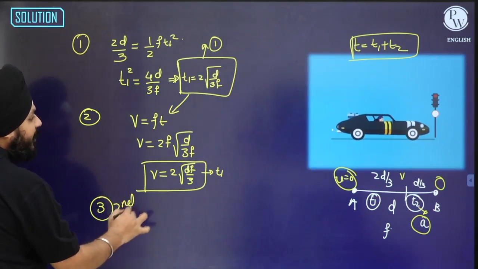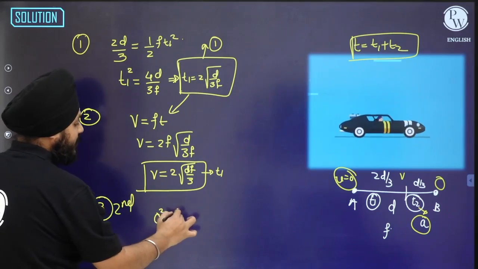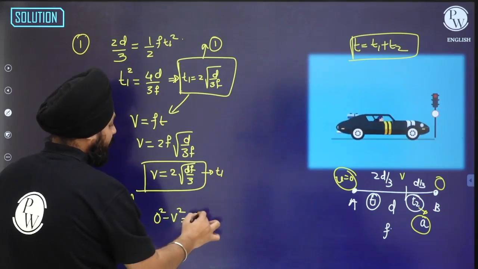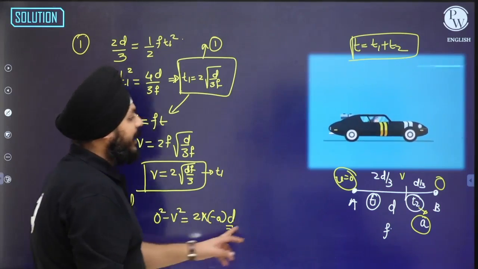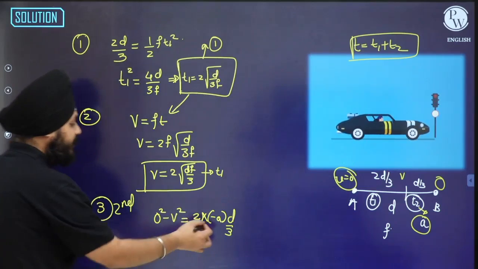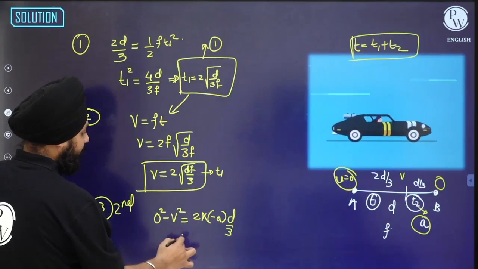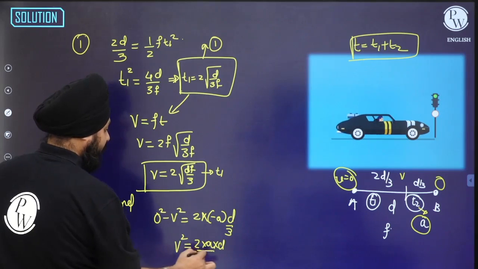For the second interval, can I write 0 squared minus V squared is equal to 2 into retardation into d by 3? It is retardation. In the question, this A is given as a retardation, and for retardation we have the negative sign. So here we have V squared is equal to 2 into A into d by 3.